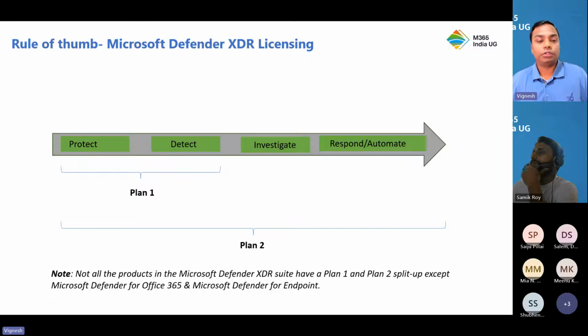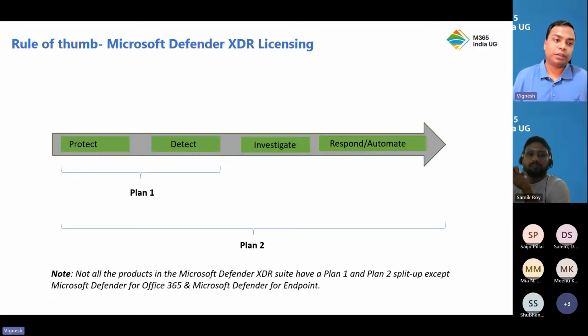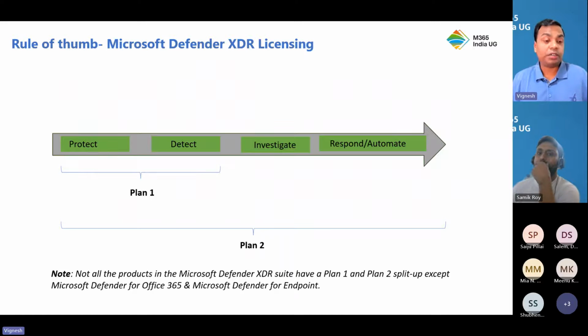Okay, so it's only the Microsoft Defender for Office 365 and Microsoft Defender for Endpoint which have a Plan 1 and Plan 2 at this moment. Maybe later Microsoft could say that for Defender for Identity, we want to give a Plan 1 and Plan 2, and for Defender for Cloud Apps, we want to give a Plan 1 and Plan 2. That's based upon the market need, how other competitors are doing, and how Microsoft wants to place their subscriptions. But at this very moment, it's only Defender for Office 365 and Defender for Endpoint which have a Plan 1 and Plan 2 split up.